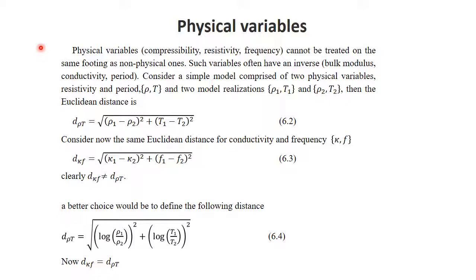So let's first talk about the space that we'd like to work in. We know that we have to deal with physical variables, and this is a difference between, say, uncertainty quantification related to human behavior or the human world versus the physical variable world. So when we deal with physical variables such as compressibility, resistivity, and frequency, we usually know that there is a reciprocal property to this.